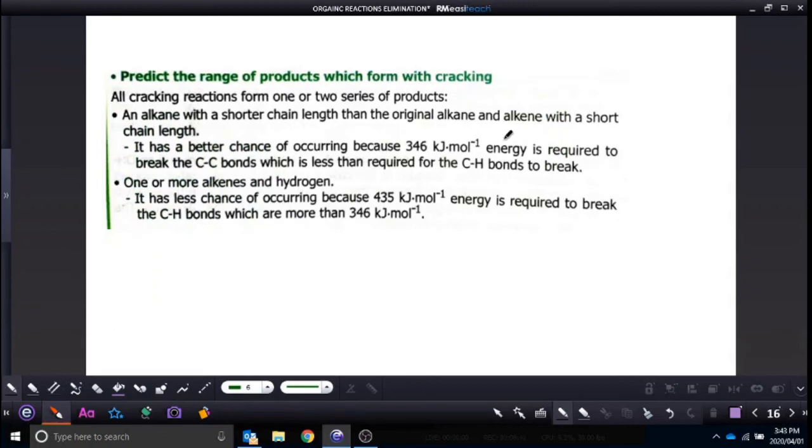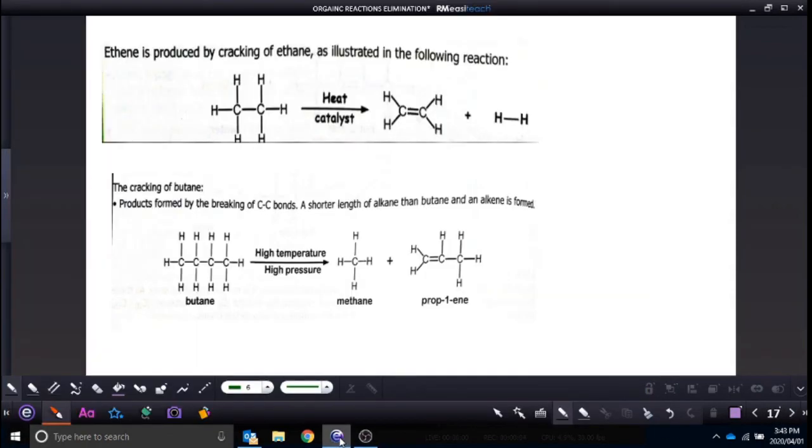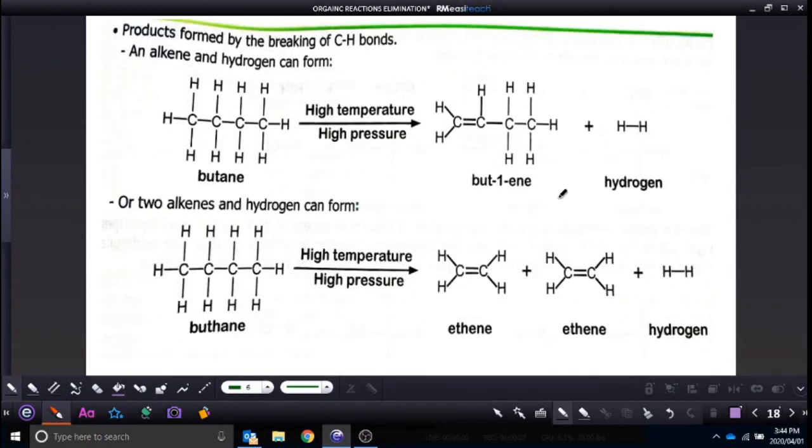How do we predict what will form? An alkane will form a shorter chain alkane and an alkene, and one or more alkenes and hydrogen can be formed if we have higher energy. Ethane will break up into ethene and hydrogen, so it's actually elimination of H2. Then we have butane, which we can break into two pieces, namely a propene and a methane. These are products formed by breaking a C-H bond. Here again, we can form a butene and a hydrogen, or I can take the compound and break it into two ethenes and hydrogen.